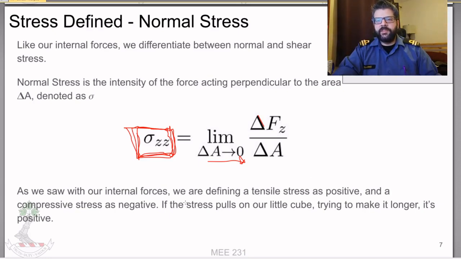We're working with the same sign convention as we saw with internal forces. Tensile stresses are always positive, compressive stresses are negative. And again, when we get to the strains portion, you'll see why that's the case. So if you have, say, a little cube that you're analyzing, if you try to make it longer, it's a positive stress.